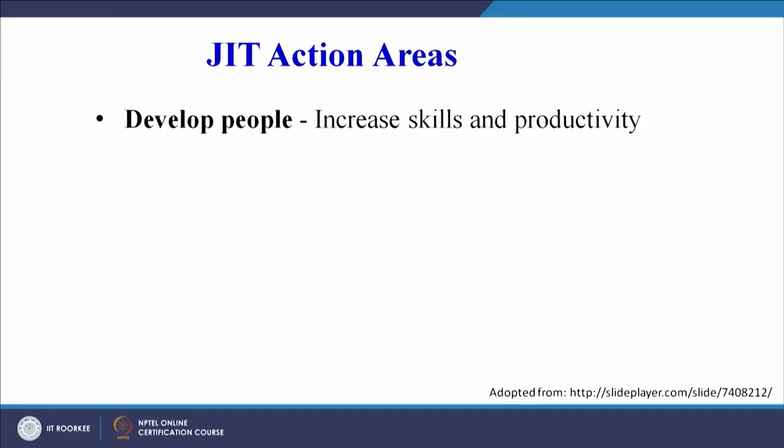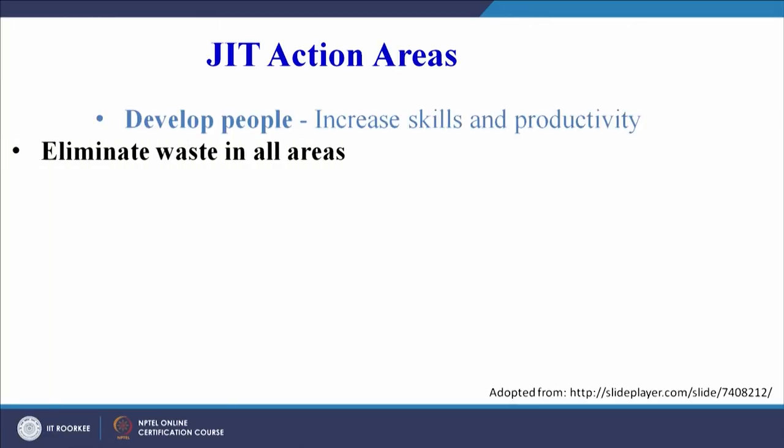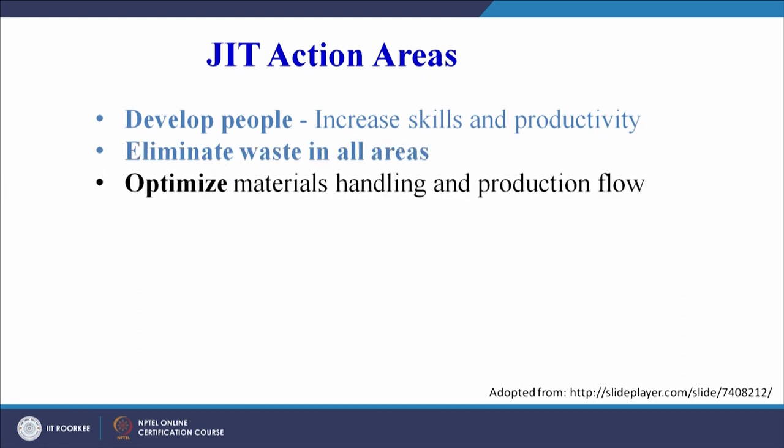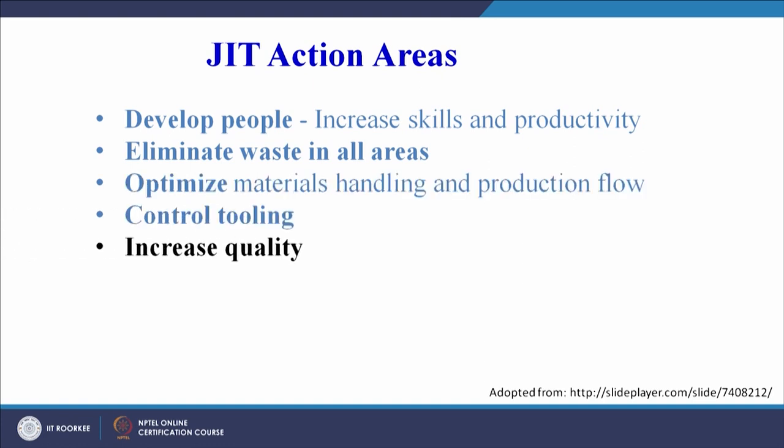Now, JIT action areas, let us see. Develop people. We need to increase the skills and productivity of our workforce. Eliminate waste in all areas. Optimize materials handling and production flow, control the tooling, increase the quality, improve continuously. So we can see that we can focus on all our resources. We are focusing on people, we are focusing on all types of waste that is there in the system, we are focusing on material handling and production flow, our focus is again on tools.